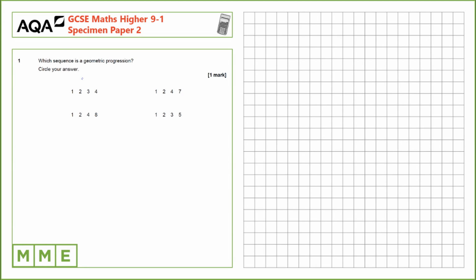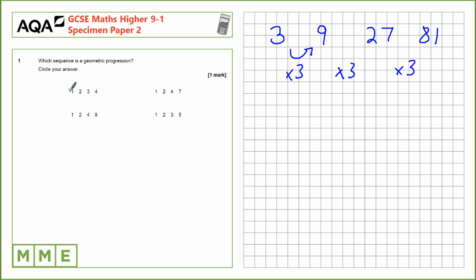Question 1. Which sequence is a geometric progression? Circle your answer for 1 mark. We're looking for a progression that goes up by a multiple each time. For example, 3, 9, 27, 81. Each time we've got an increase of multiplied by 3.